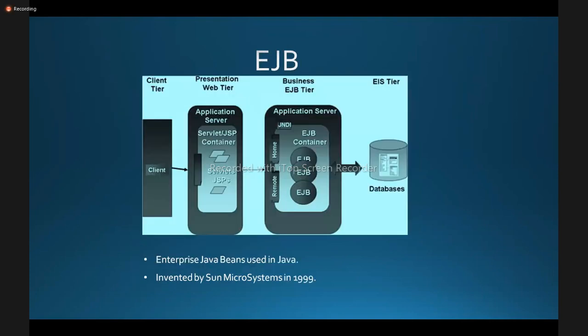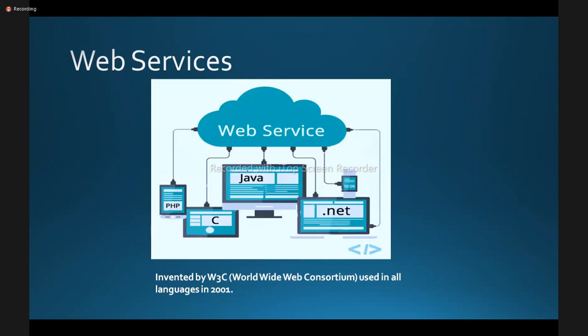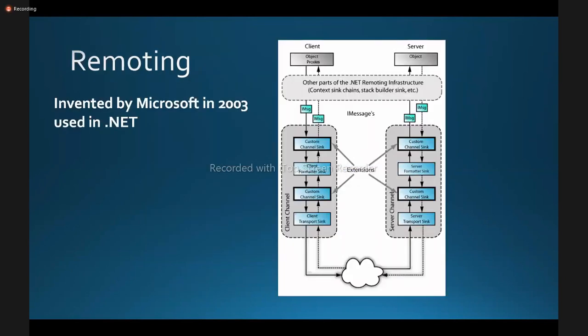We have EJB, Enterprise Java Beans. It is used in Java. And we have web services. It is known to all technologies. PHP, Java, .NET, everyone can use this. Web services was invented by W3C. And remoting is related to .NET, Microsoft. These are distributed computing architectures.